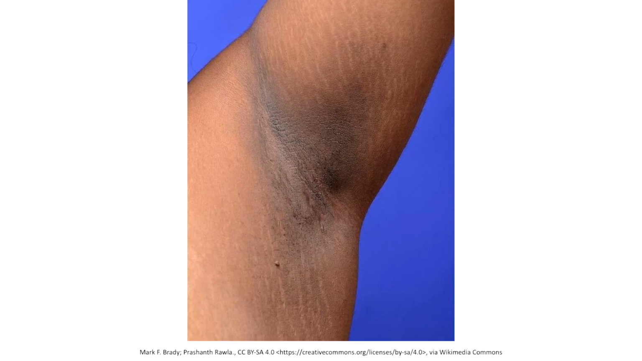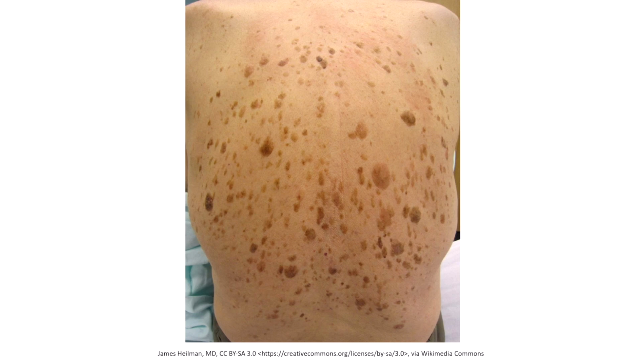Let's take a look at this image. In this axillary area, we see a dark and velvety discoloration within the creases and folds. This is called acanthosis nigricans. This physical exam finding can be associated with gastric cancer. However, it can also be present in a number of other conditions such as polycystic ovarian syndrome and is not specific to gastric cancer.